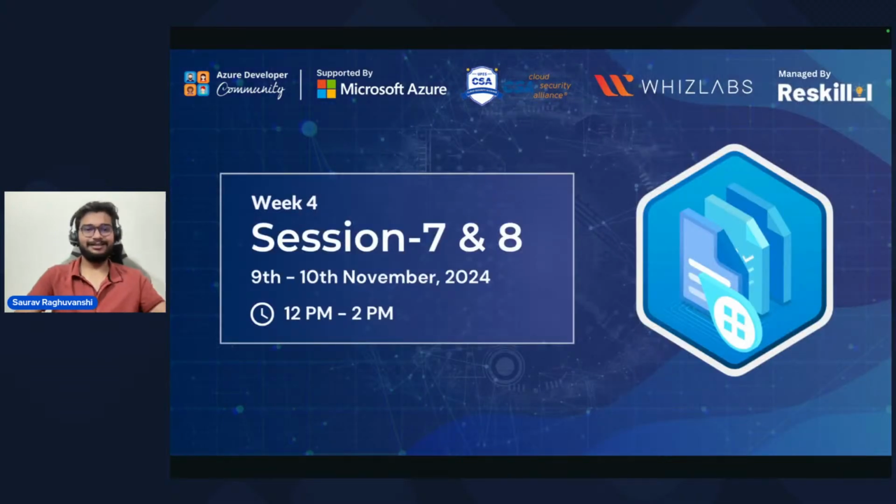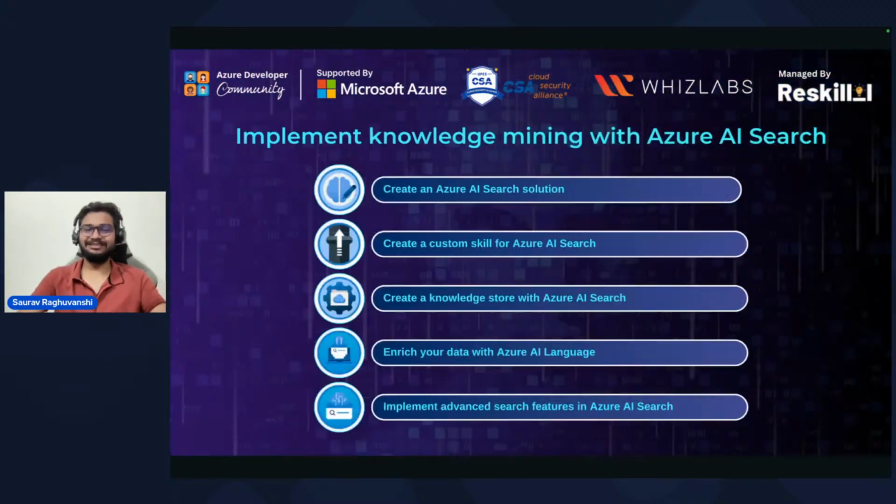And then comes week 4, sessions 7 and 8, where we are going to talk about Azure AI Search. It's one of the fascinating services that I use in my day-to-day work. It's about how to extract information. Even when you talk about Chat GPT, there is information it is trying to extract. How does it get the exact information that is most relevant to you?